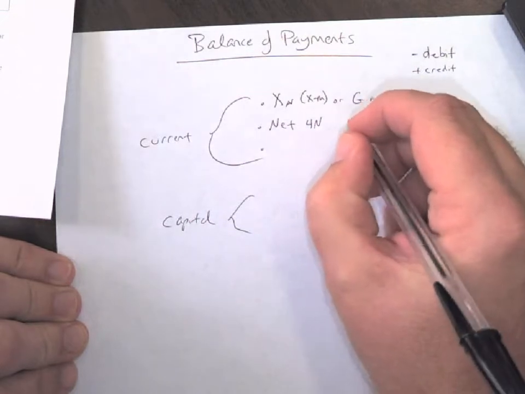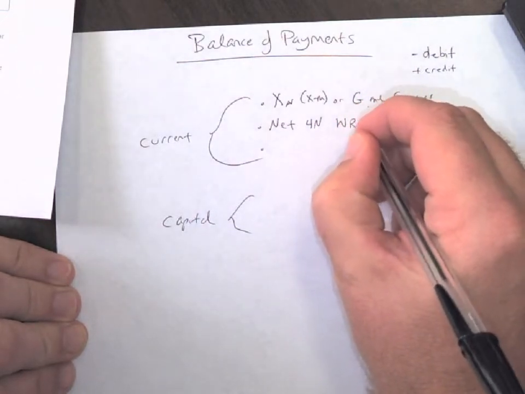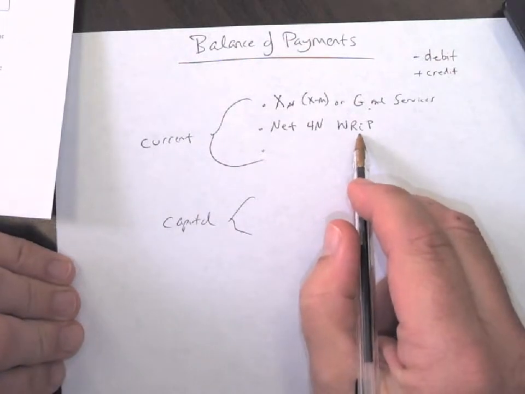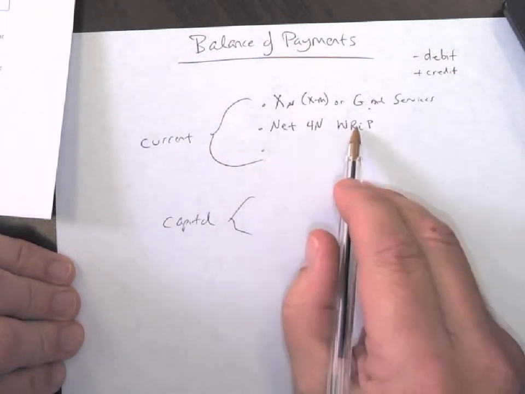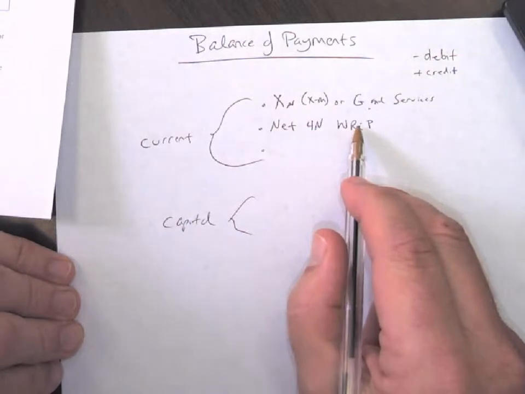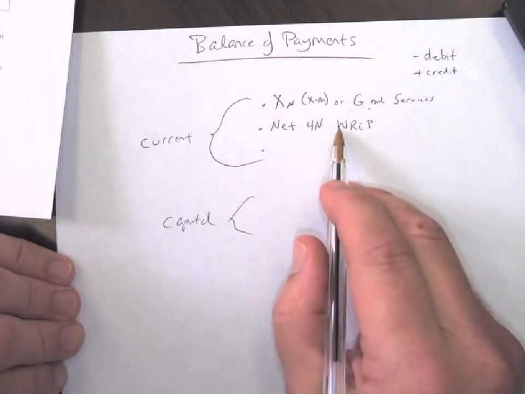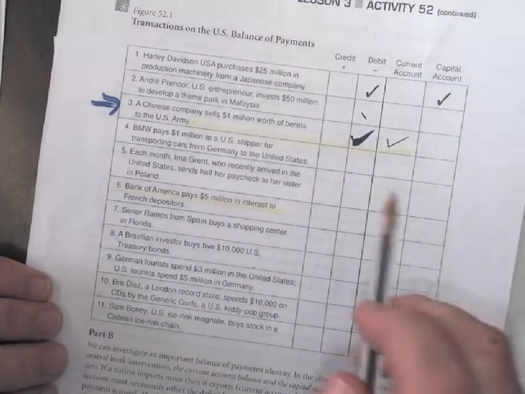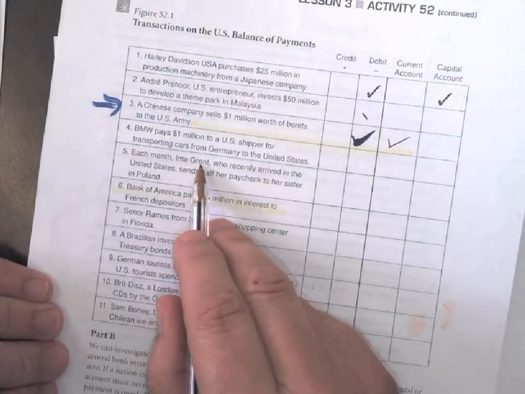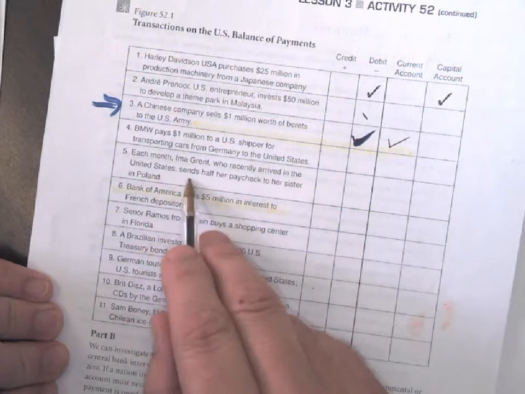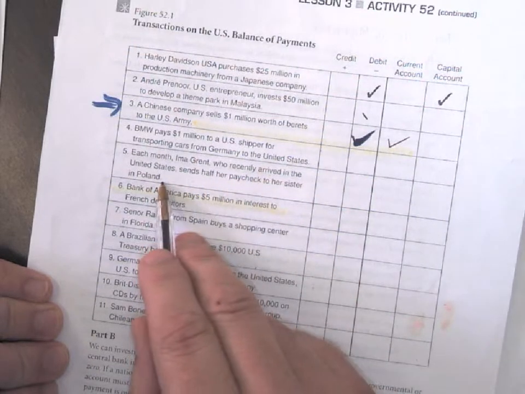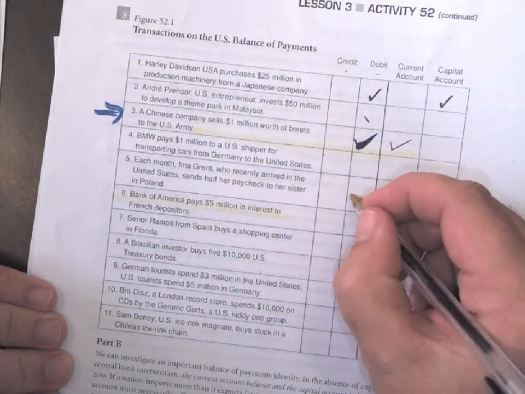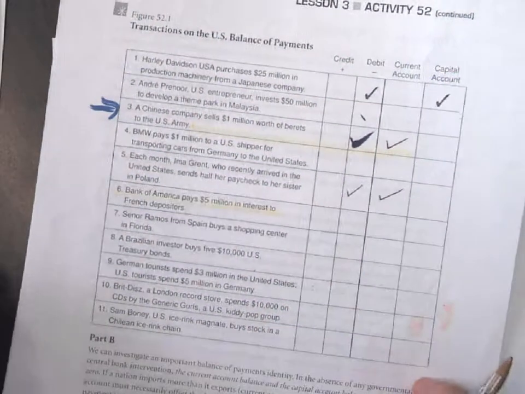The next one is net foreign income. Remember, this is the income derivation of GDP. So I abbreviate things, net foreign income. This is all the money that's earned abroad and sent back home, or the money earned here and sent out to other countries. Back to our packet. An example: each month, a migrant who recently arrived in the United States sends half her paycheck to her sister in Poland. Where did the money go? Well, it left the country. So that one is a debit to the current account.